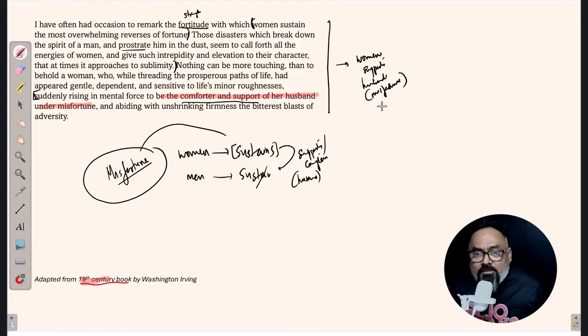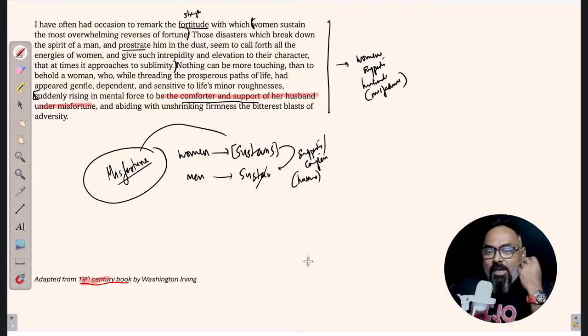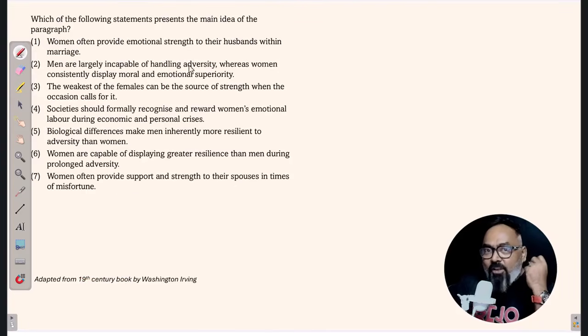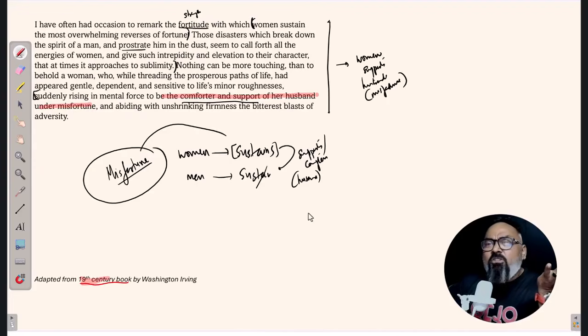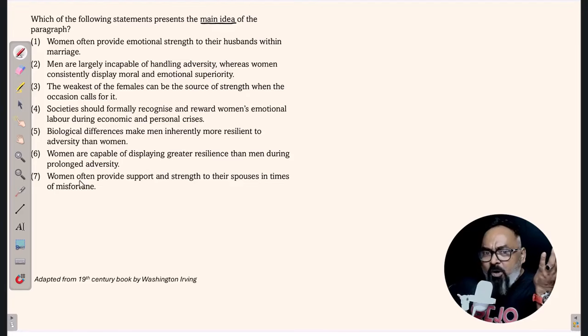That's an idea. All right. Now, if the question is framed like this, which of the following presents the main idea of the particular paragraph? We know this is the main idea. Women support husbands under misfortune. We can actually see here, women often provide support and strength to their spouses in times of misfortune.